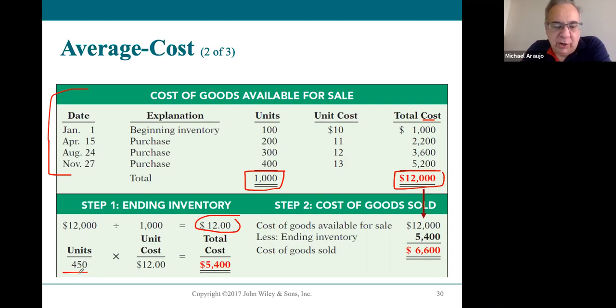You've got 450 in the store still with you. They average 12 bucks each. That's your value of your ending inventory. Again, that's an asset, ending inventory. Cost of goods sold is clearly the difference. $6,600 is the difference, but how can you prove it? Well, you sold 550. So 550 times 12 will get you that number.